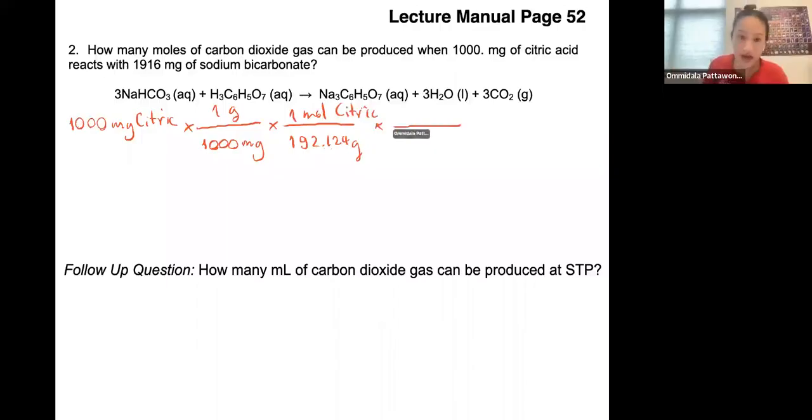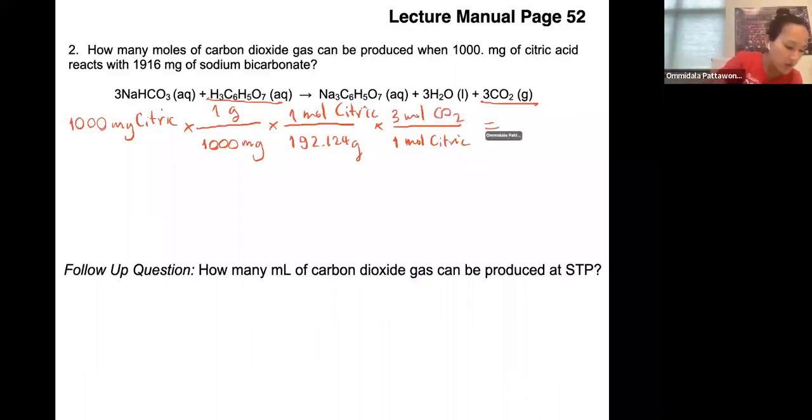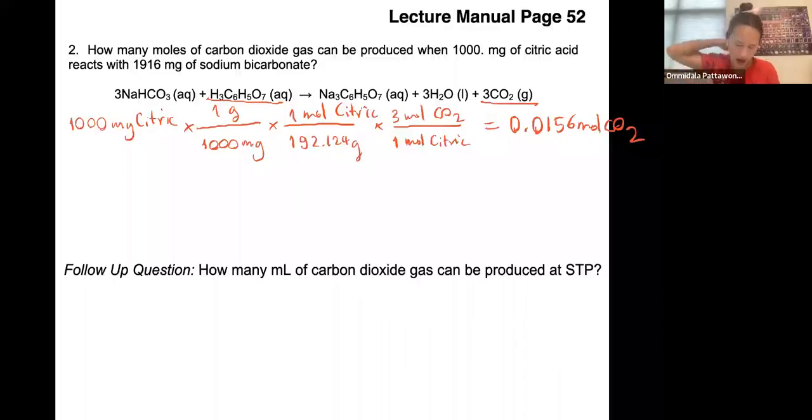And then what I'm going to do next is use the ratio. We see that this is the citric acid right here. Every 1 mole of citric acid is going to produce 3 mole of CO2. So what is the final answer? If you calculate, you multiply the top numbers and then divide by the bottom number. If you do this correctly, you are going to get 0.0156 mole of CO2.